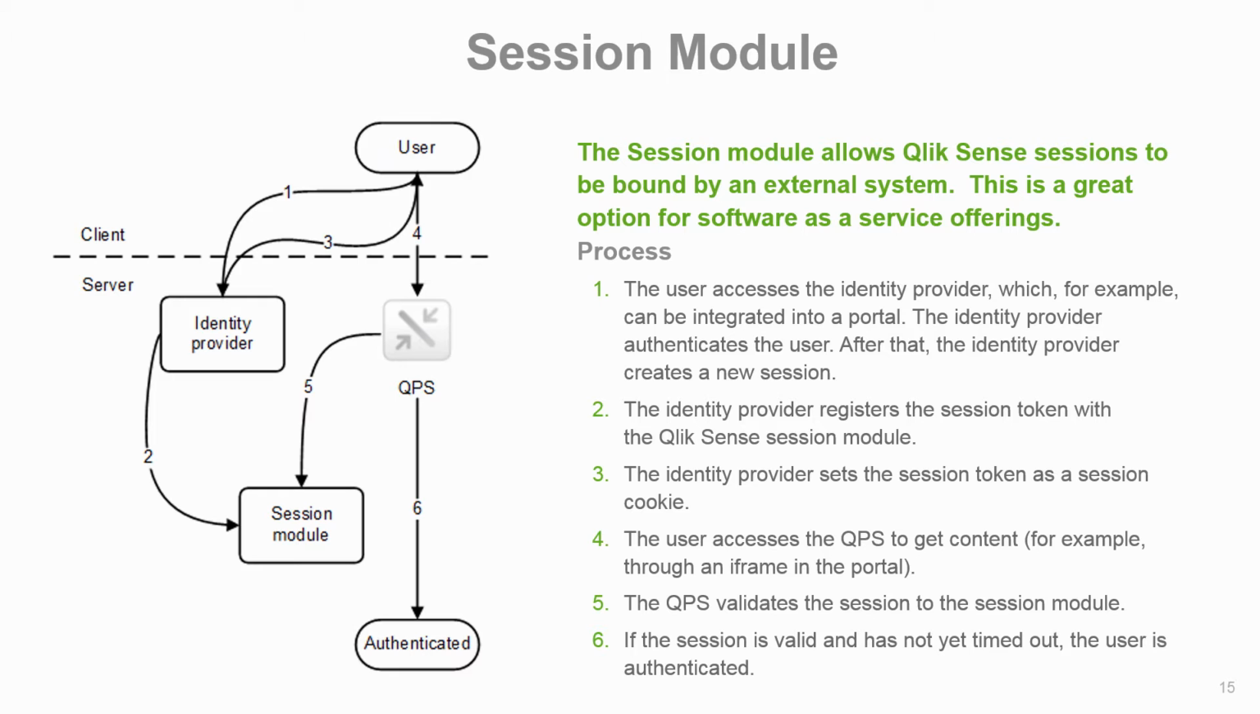So the flow goes something like this. The user accesses the identity provider, which, for example, can be integrated into a portal. The identity provider authenticates the user, and after that, the identity provider creates a new session. So in this case, what's happening is we're logging into our portal or our host application, and at that point, a cookie is being created that represents our session. That's being passed back to the browser, and that's being set on the browser on the client side.